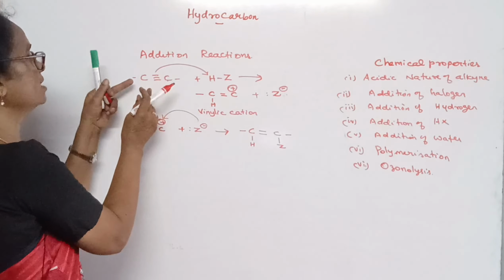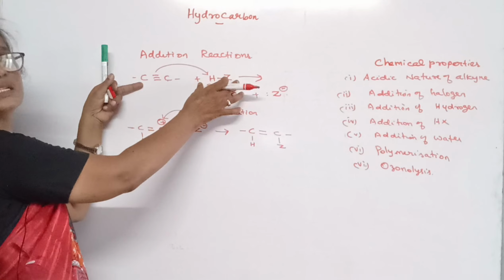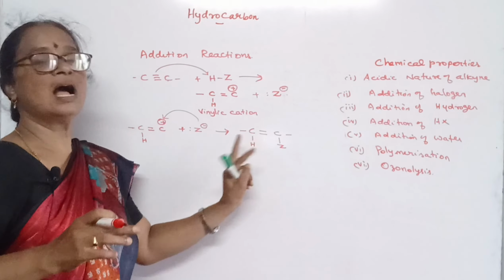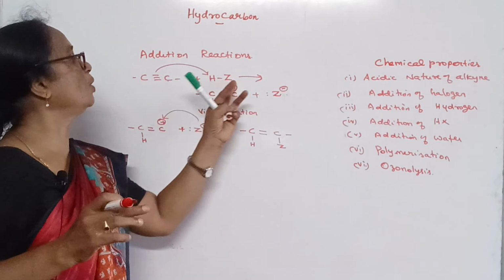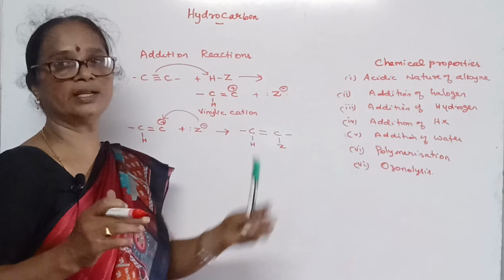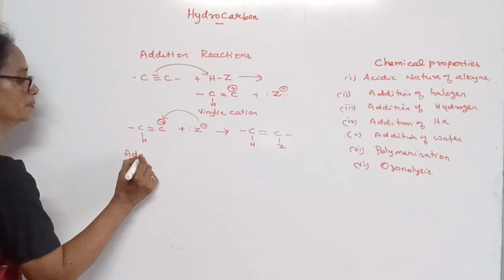So during the addition reaction, in the first step of addition of some compound, the triple bond is reduced to double bond, and successively we can add one more molecule of HZ to get a double bond into a single bond. So let us do addition of hydrogen.